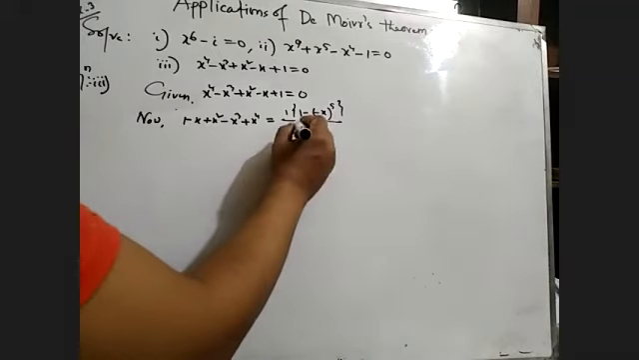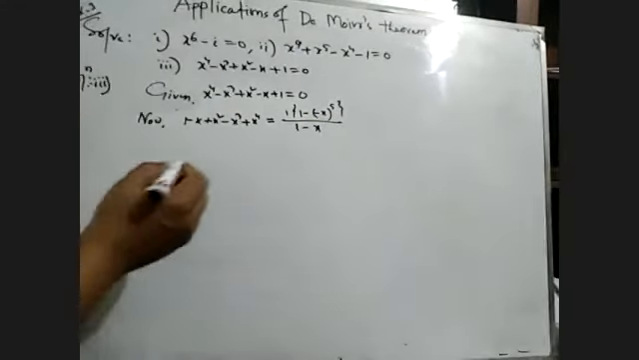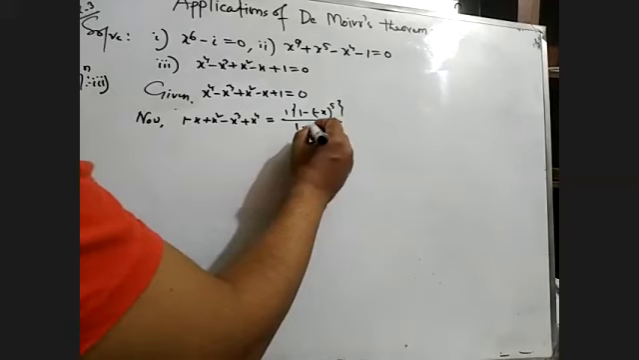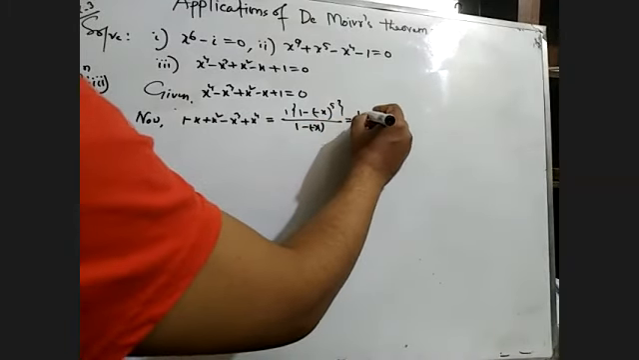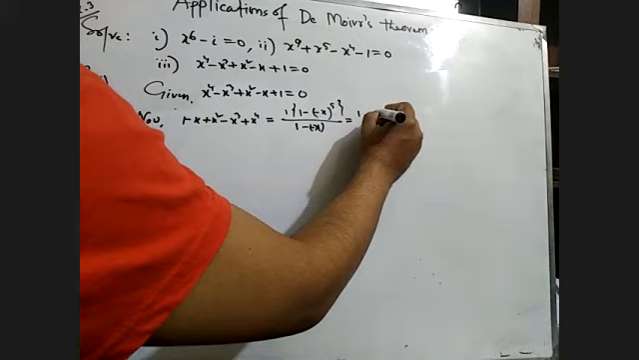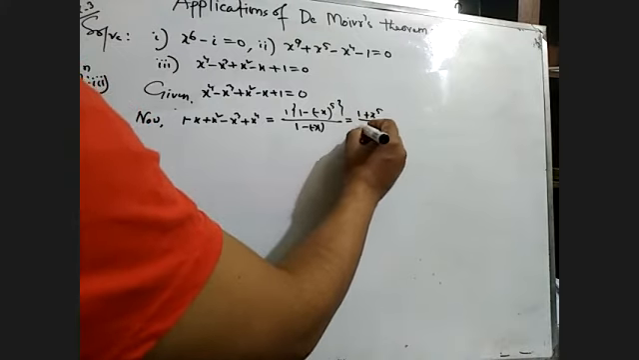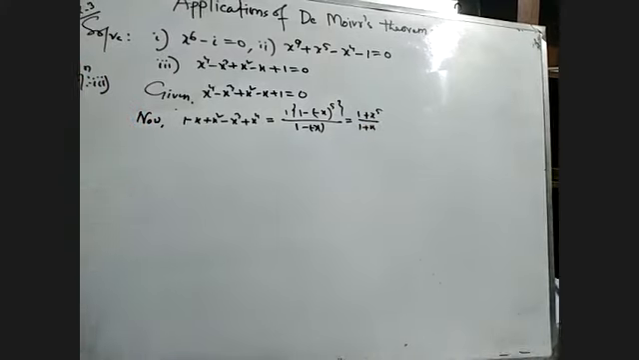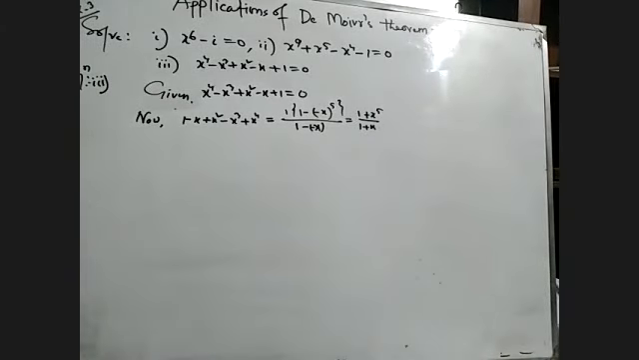1 minus minus x, what will be this? So this can be written as 1 minus x to the power 5, minus minus plus, and here 1 plus x. So this can be written as 1 plus x to the power 5 divided by 1 plus x.